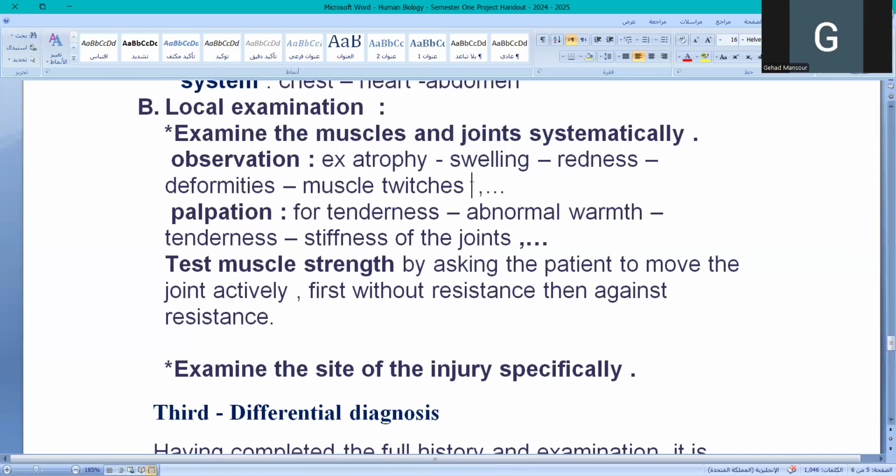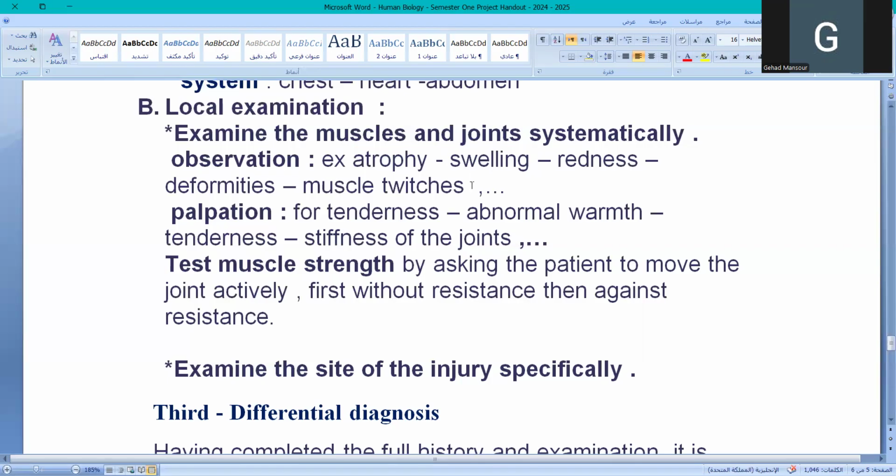Of course, in the local examination, we don't observe the whole body. We observe only the part of the muscular system in question. And then similarly for palpation, when you palpate with your hands, you look at the patient's facial expressions, because if the patient is in pain, this will be reflected on his face.